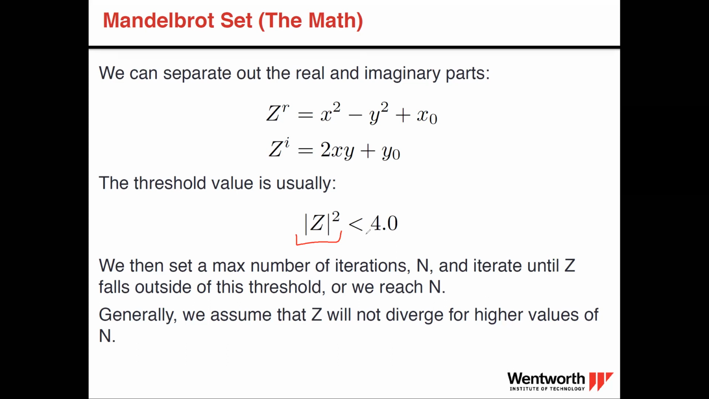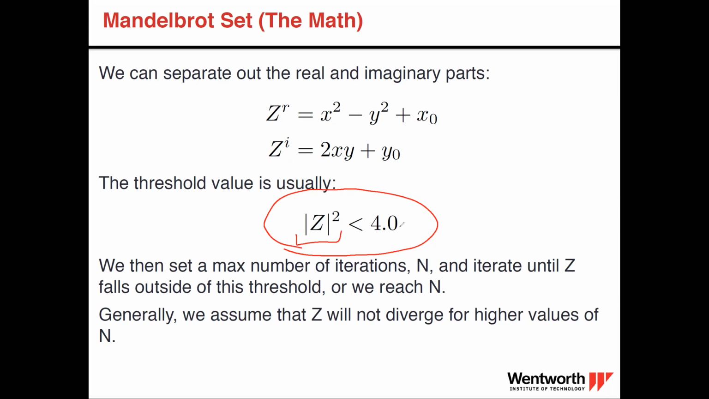And we're going to set a few values, things like a maximum number of iterations and all that kind of stuff. But the point is, we keep running that equation as long as this is true. So as long as the magnitude of z squared is less than 4, we keep going with that equation. And I'm going to show you a couple of examples of what happens when we run through that equation.